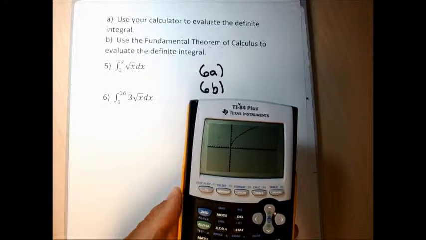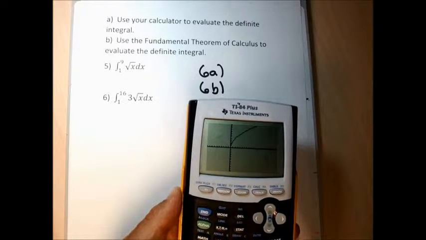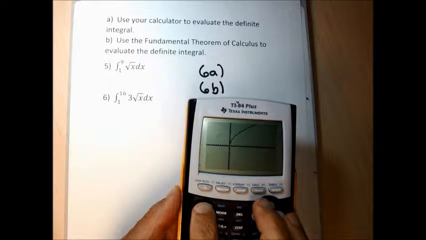I can't see the top of my graph, which might bother you, but it doesn't matter in terms of the computations. My calculator can still get the area if it can't see the y's, and can't get the area if it can't see the x's. So I'm going to just leave my y window how it was.